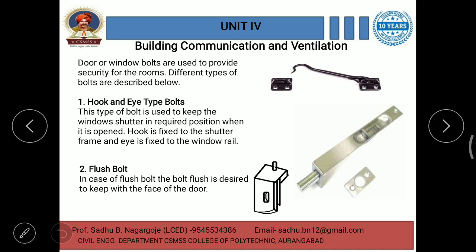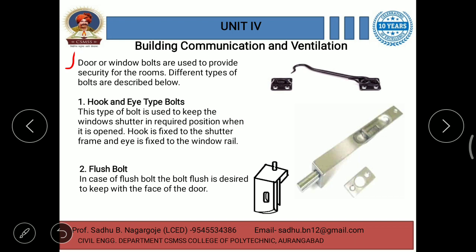In the previous lecture we were discussing the features and fastenings of doors and windows, in which the types of hinges were already discussed. So the next type of feature is bolts. Door or window bolts are used to provide security for the rooms. Different types of bolts are described here, and we will see them one by one.